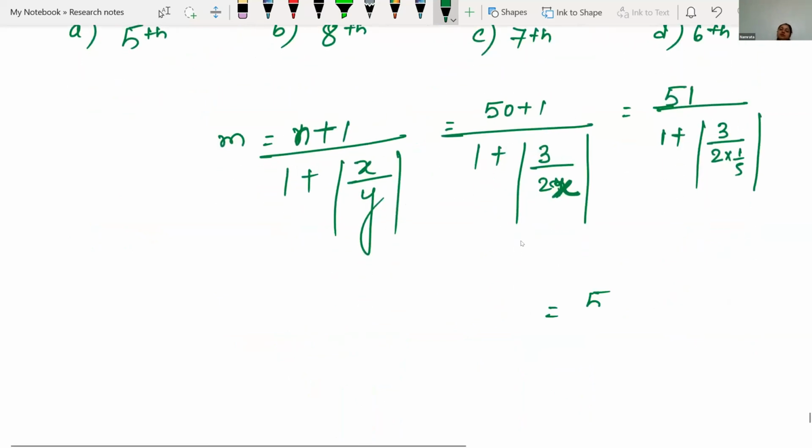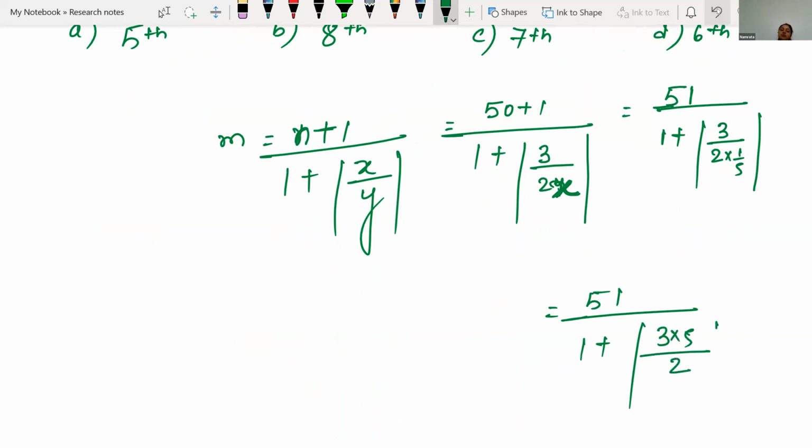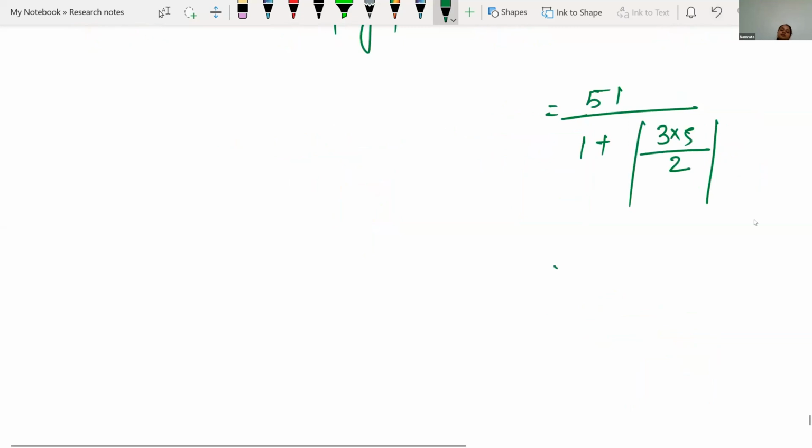That is equal to 51 by 1 plus mod of 3 by... okay, it's not 31. It was 3 only, and 3 will get multiplied with 5 divided by 2. Is it clear so far? Yes. So let's simplify it. We will be having 15 over 2 over here. Okay, that means 51 by 15 by 2, 1 plus 15 by 2.